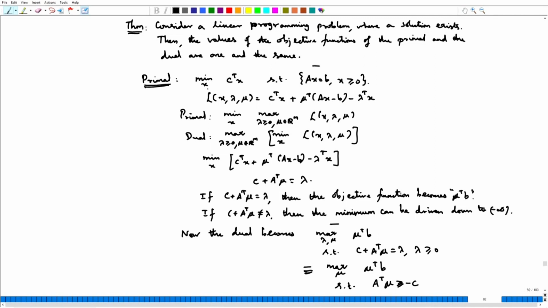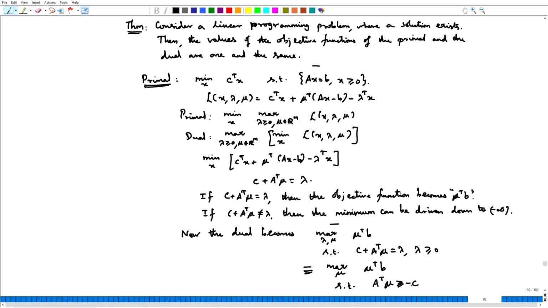Please note that if the primal is the minimum of c transpose x subject to Ax equal to b, x greater than or equal to 0, we saw that the dual is maximizing mu transpose b subject to A transpose mu greater than or equal to minus c.